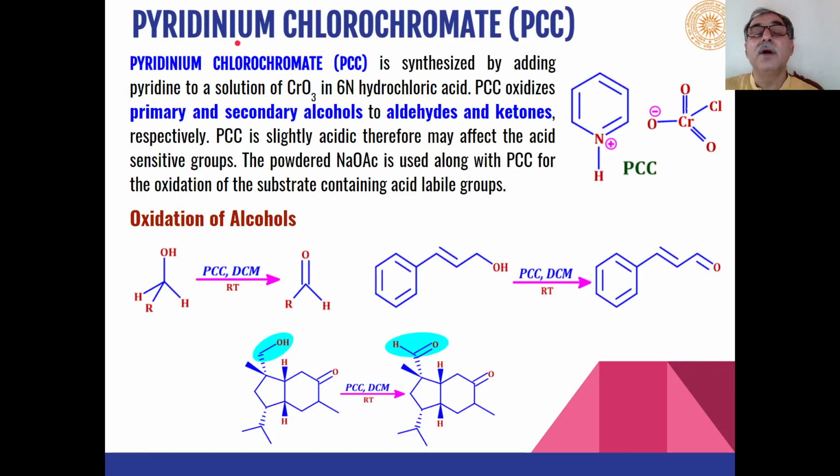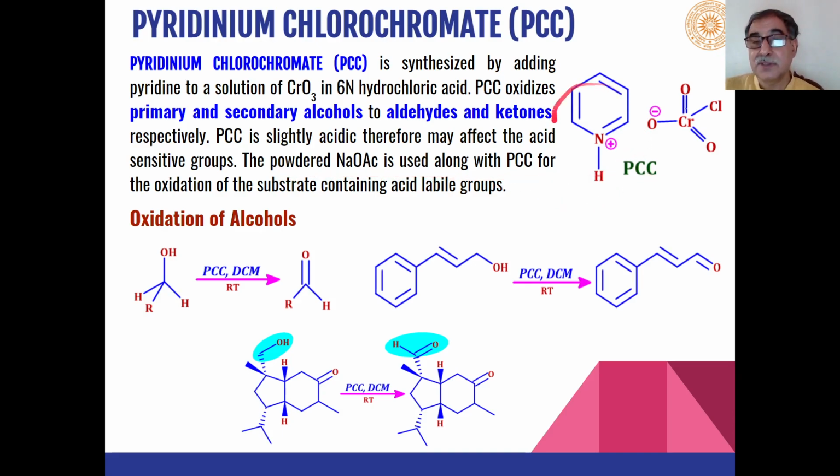Then the next reagent is PCC, that is pyridinium chlorochromate. Pyridinium chlorochromate is synthesized when we add chromic anhydride to 6 normal hydrochloric acid in the presence of pyridine. So pyridine will react with CrO3 and HCl, and we will get this type of ionic structure, which is called pyridinium chlorochromate, that is PCC.